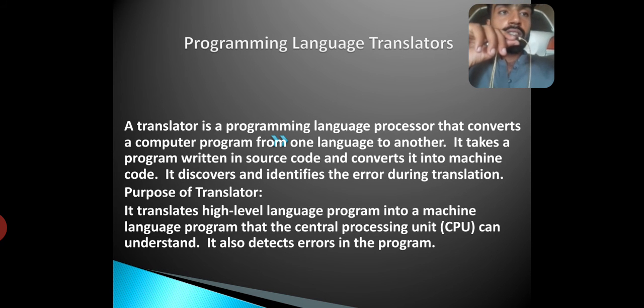Programming language translators. A translator is a programming language processor that converts a computer program from one language to another. It takes a program written in source code and converts it to machine code. It discovers and identifies errors during translation. Purpose of translators: to translate a high-level language program into a machine language program that the central processing unit (CPU) can understand. It also detects errors in the program.